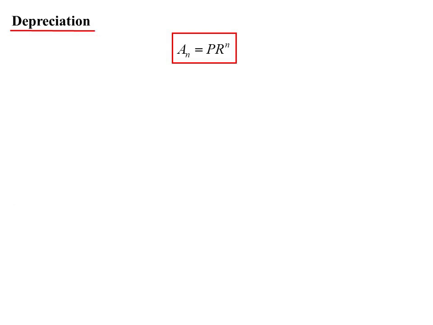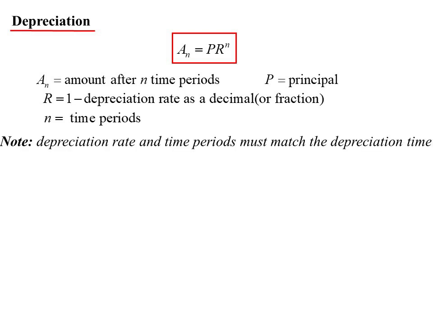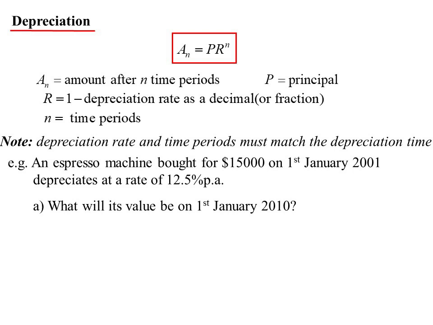Okay. Now, depreciation is exactly the same. The difference is, instead of adding to one, you're taking away from one because the amount's going down. But really it is the same problem. An espresso machine, $15,000. That's one heck of a coffee machine, eh? On the 1st of January 2001, makes life easy, we start with 1. Depreciates 12.5% per annum. What's its value going to be?